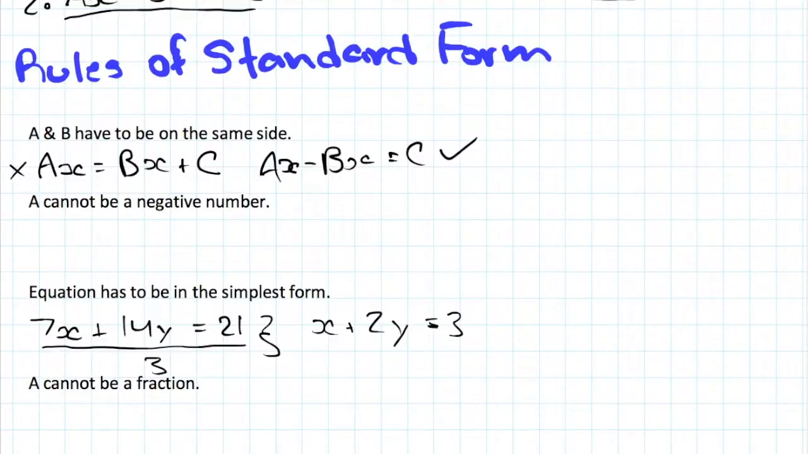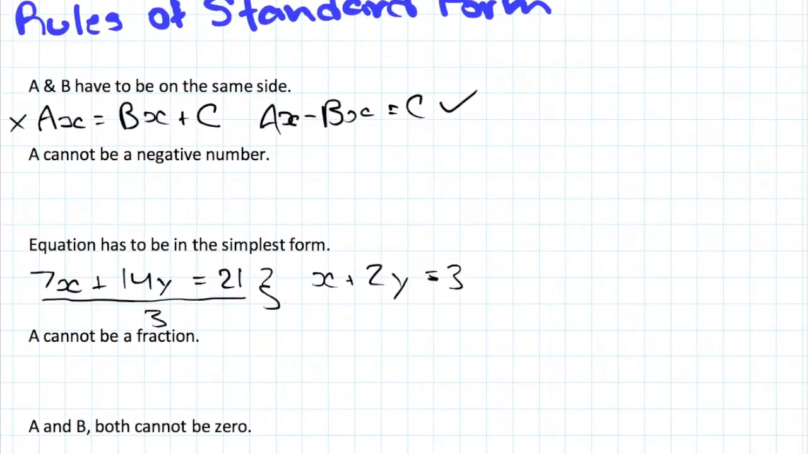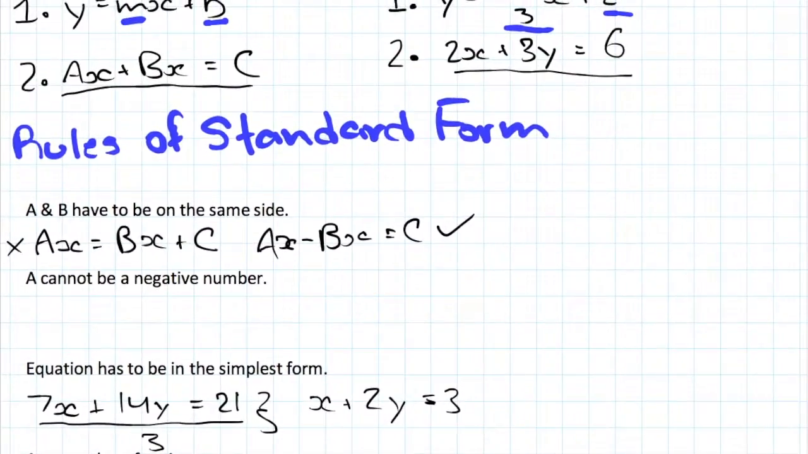Now, the fourth rule is a cannot be a fraction. This is really straightforward as a has to be a whole number. Now, the last rule is a and b both cannot be 0. Again, this is really straightforward, but a lot of people tend to mess this up when converting between the two forms. So let's begin to convert between both the forms.